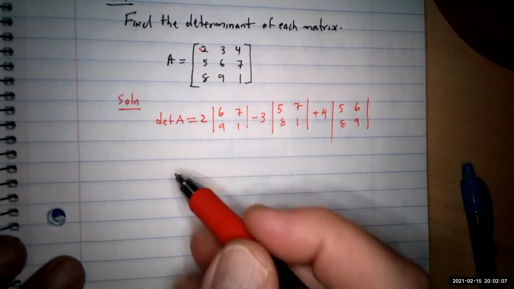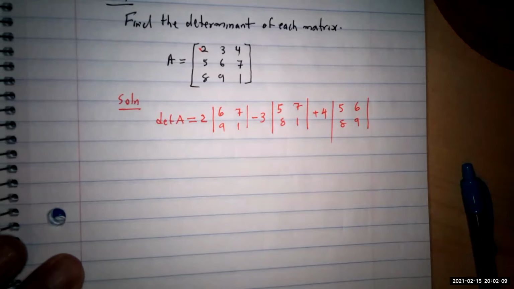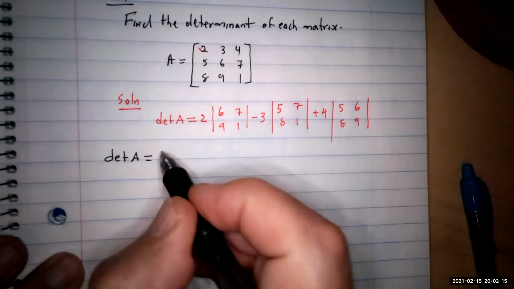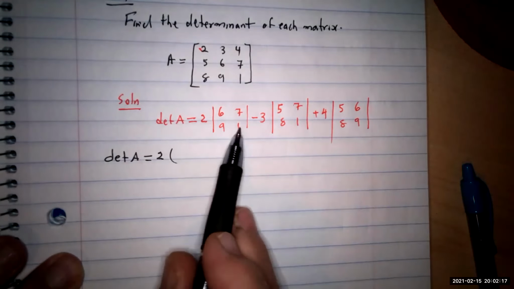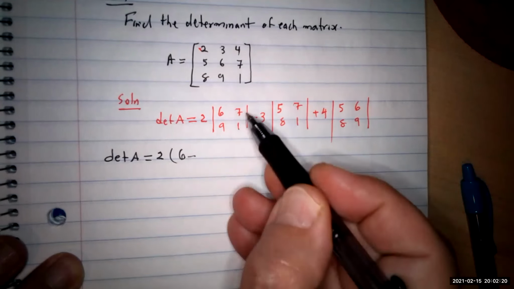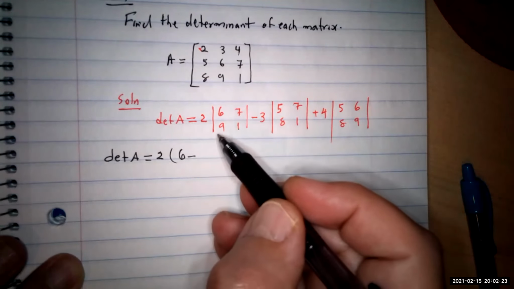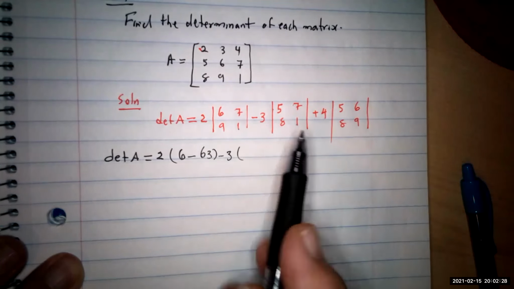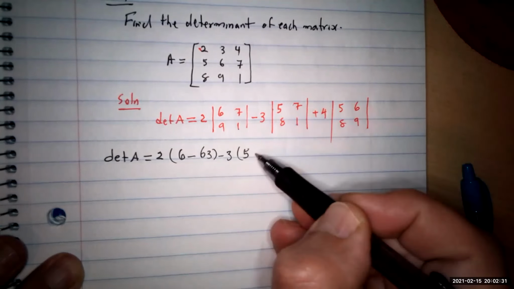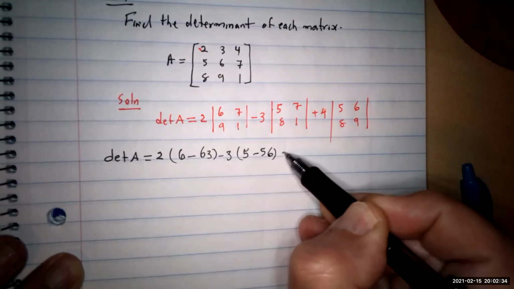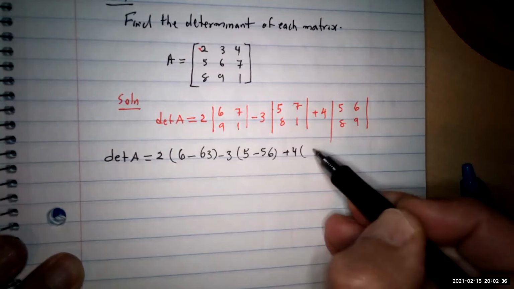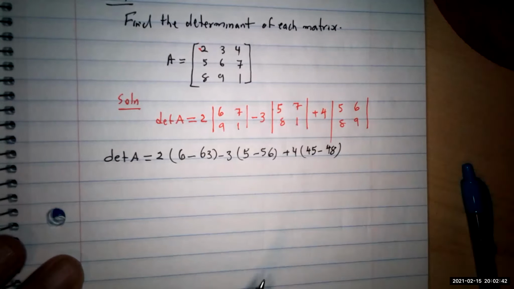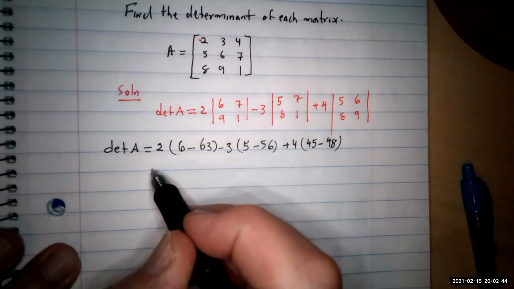Now there are 2 by 2s. We can do it right away. So this is it. The determinant of A is going to be equal to 2, cross multiply, 6 times 1 is 6, minus 9 times, okay, that gives us 63, minus 3, 5 times 1 is 5, minus 56, plus 4, 5 times 9, 45, minus 48. Okay, quickly we can get the result.